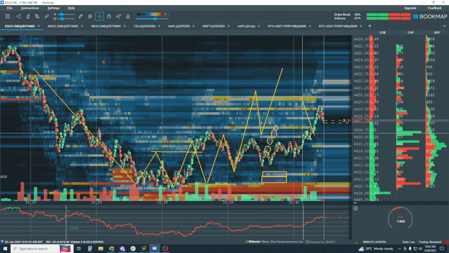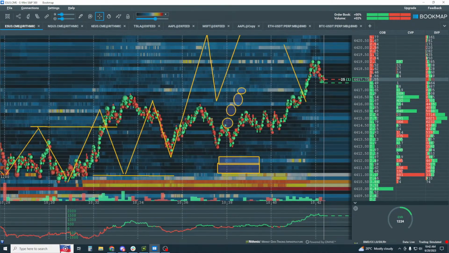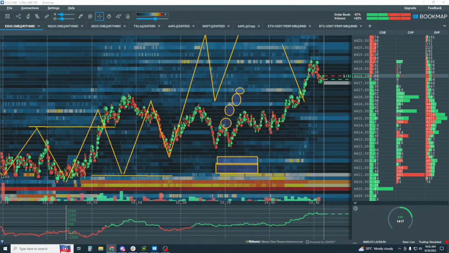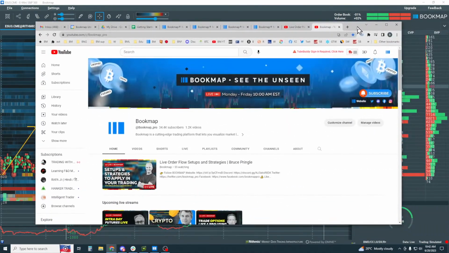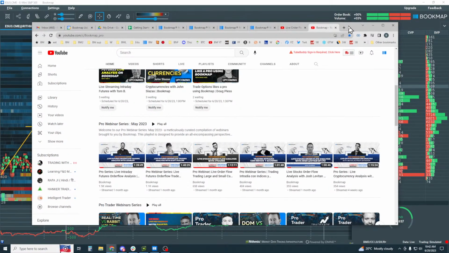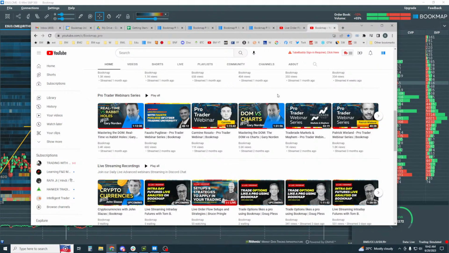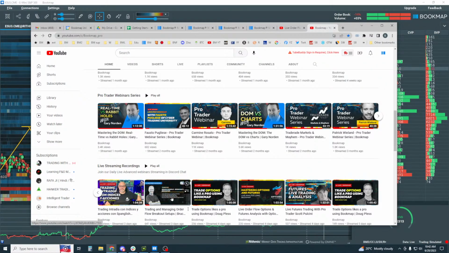Okay, so this pattern in here is what we covered on Friday. So if you guys want to revisit that webinar, let me show you where it is. If you go to our YouTube channel, and I would recommend it so that we don't have to, we'll go over it a bit again here. Trading and managing order flow breakout setups, right here.